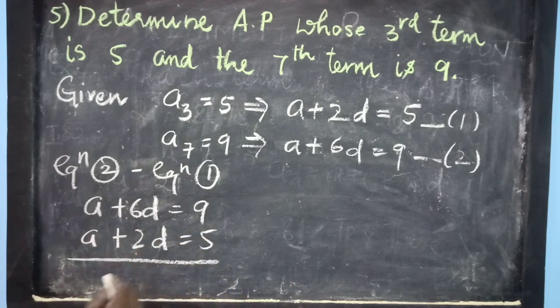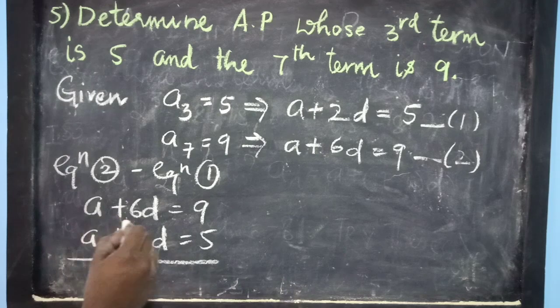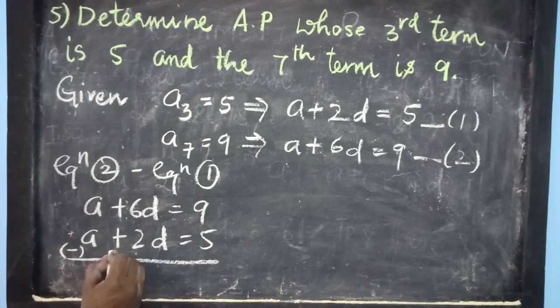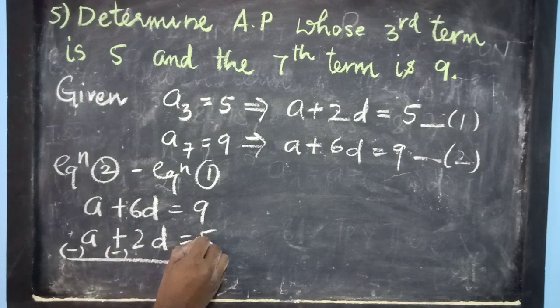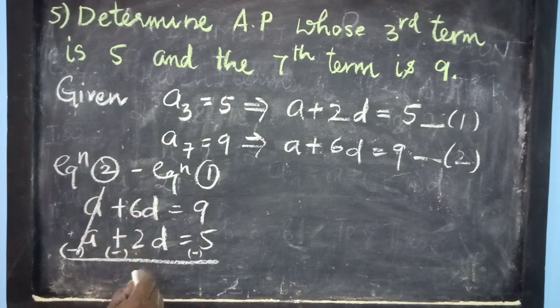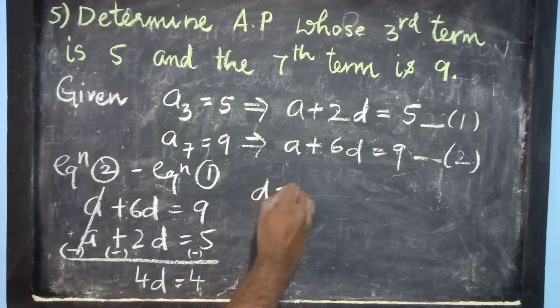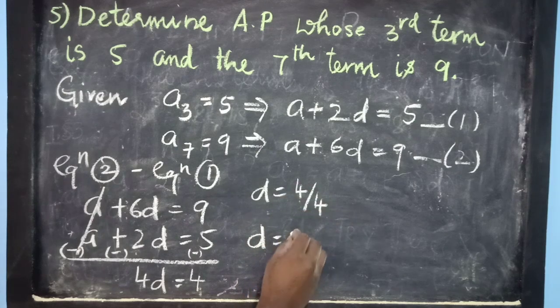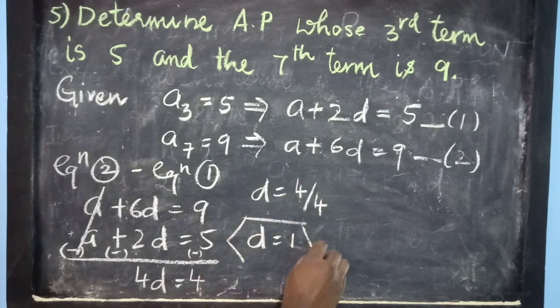When you are subtracting, what happens? In the subtrahend, all the signs will get changed. Here plus is there, it becomes minus. Again here plus 5 is there, it becomes minus 5. Plus a minus a will cancel out. 6d minus 2d is 4d equals 9 minus 5 is 4. Therefore, d equals 4 divided by 4, which is 1. So, we have found out the value of d.